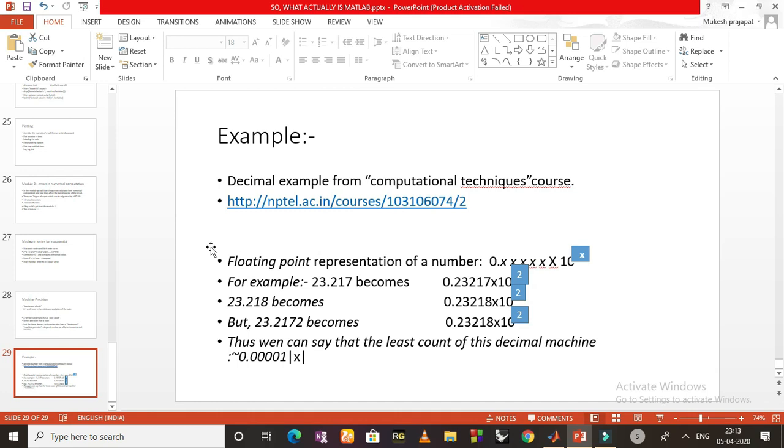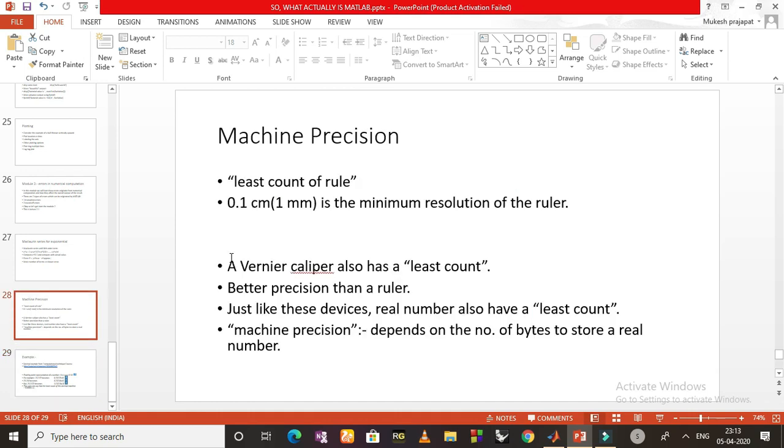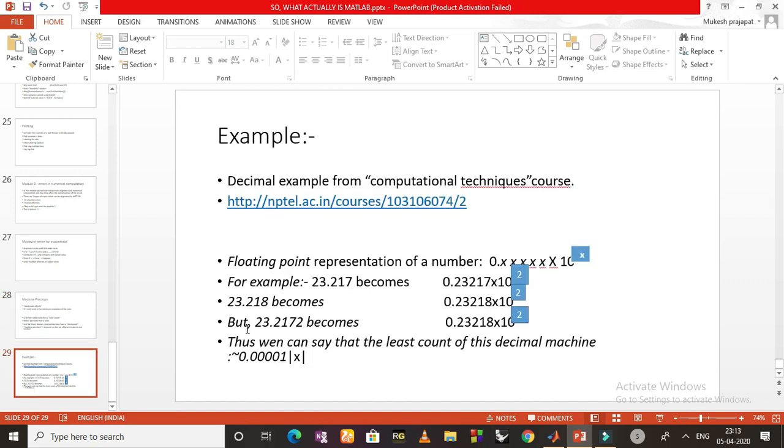In the previous slide, I just gave you the introduction of machine precision, which depends on the number of bytes. So in the next slide, it will take us to a new definition, which is the floating point representation of a number.